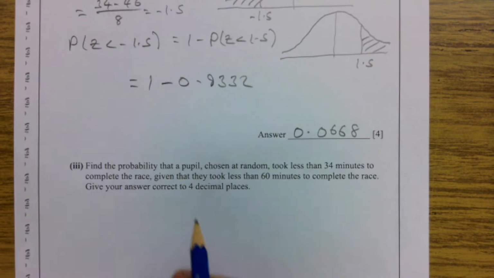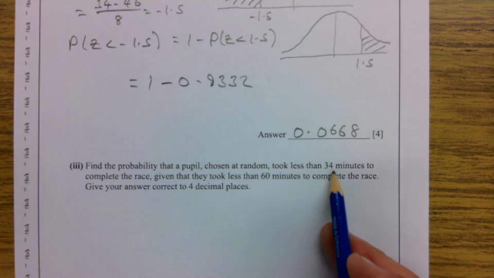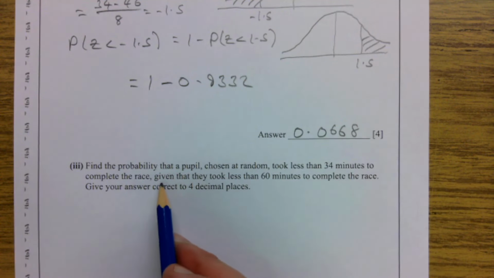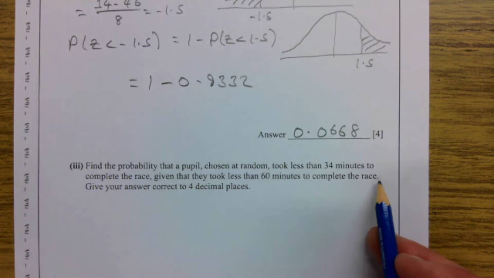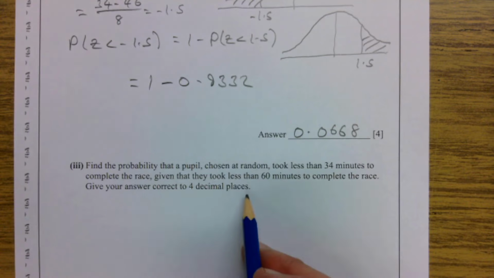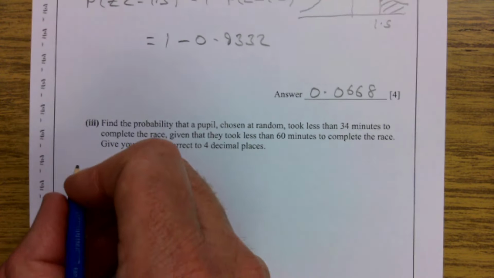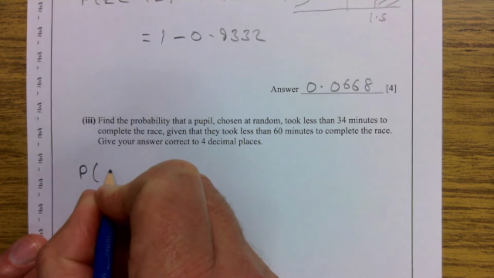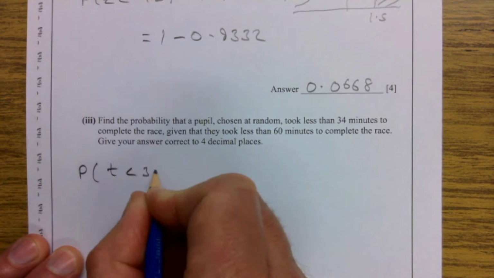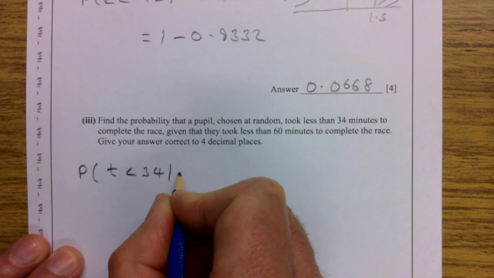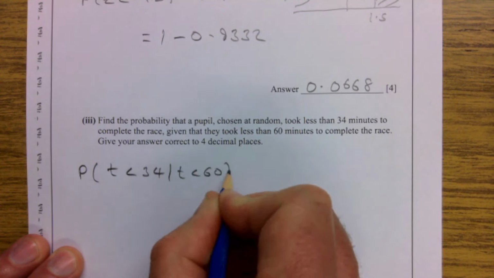Final part then, find the probability a pupil chosen at random took less than 34 minutes to complete the race, given that they took less than 60 minutes to complete the race. Give your answer correct to four decimal places. So we're just using here the information worked out in part one and part two. So it is a conditional probability one again, but if you can get your head around what's going on, it's the probability they're less than 34 given that it's less than 60.